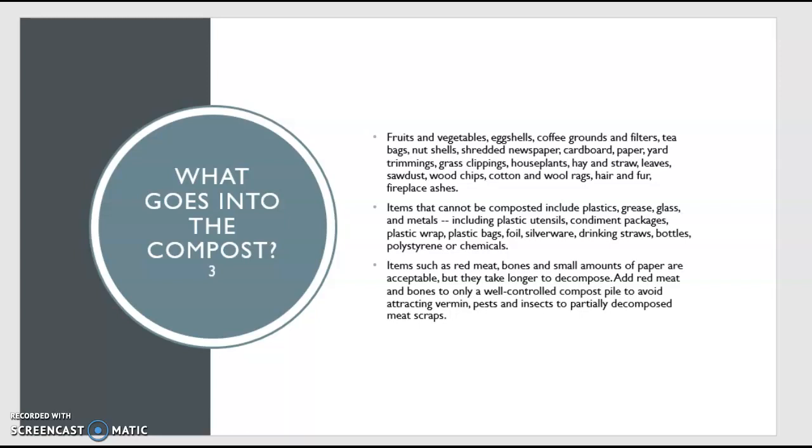Some things that could be added to a compost that people don't really know about are things like red meat, bones, and small amounts of paper. These are acceptable, but they do take longer to decompose. Whenever you add red meat and bones to a compost pile, you should bury them, which will avoid attracting vermin, pests, and insects to partially decomposed meat scraps.